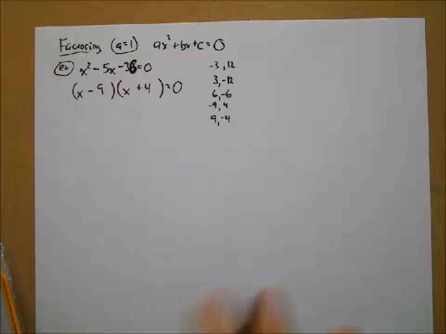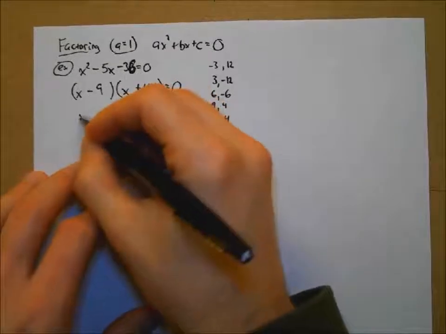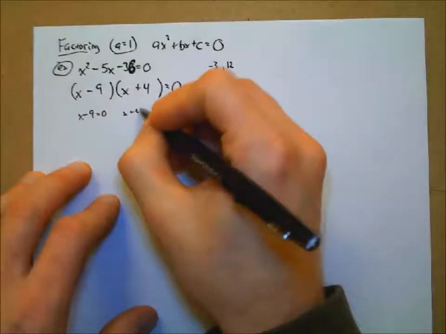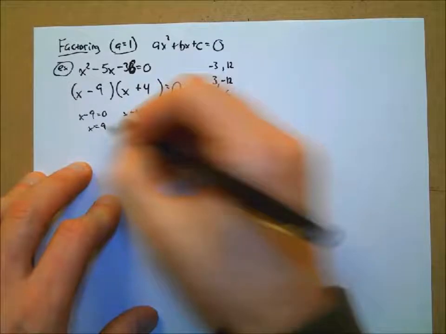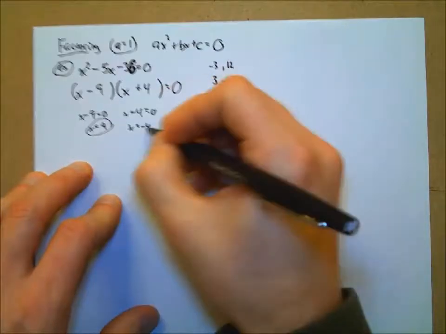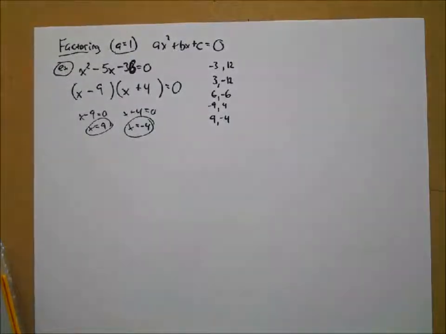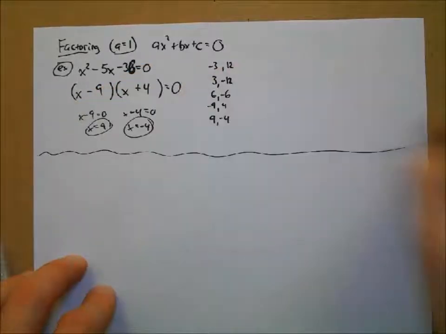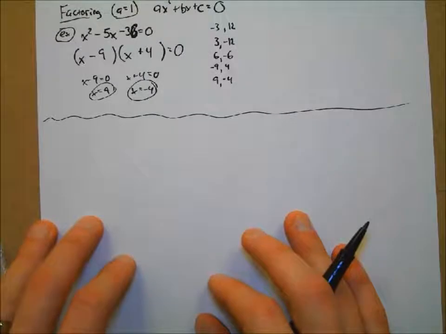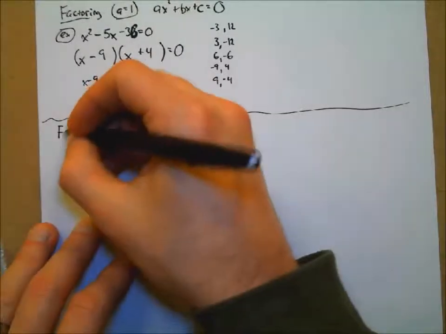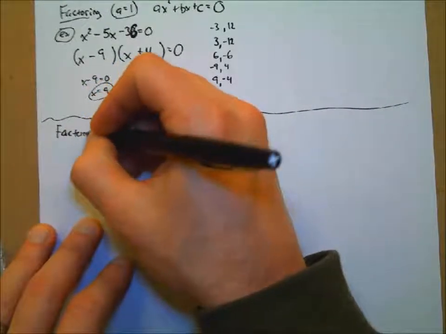All right, so now we've factored here: x minus 9 equals 0, x plus 4 equals 0, and so x equals 9, x equals negative 4. Those are our two solutions there. Again, you've been doing this since Algebra 1, maybe even before that, so I don't want to spend too long on this. Those are the easy ones.